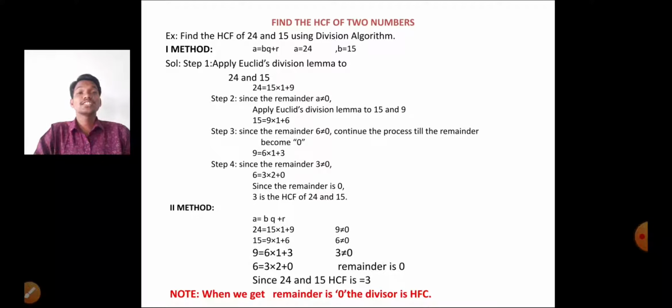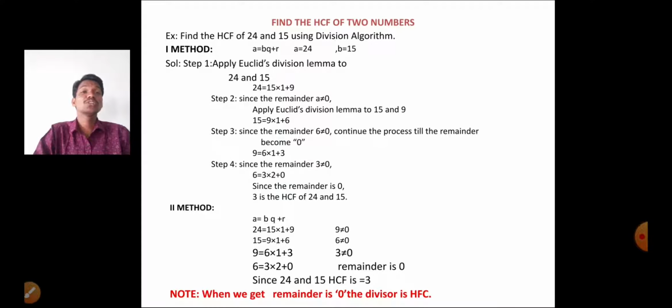So let's solve the first method. Solution. Step 1: apply Euclid division lemma to 24 and 15. So 24 equals 15 once is 15. Remaining how much is there? 9. So we write 24 equals 15 into 1 plus 9. Since here the remainder is not equal to 0, that's why we take the second step.